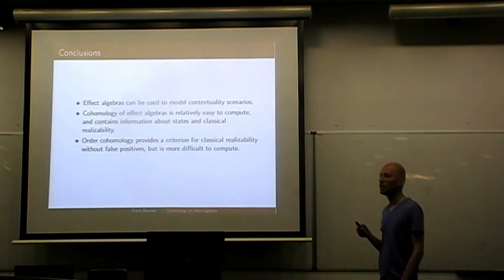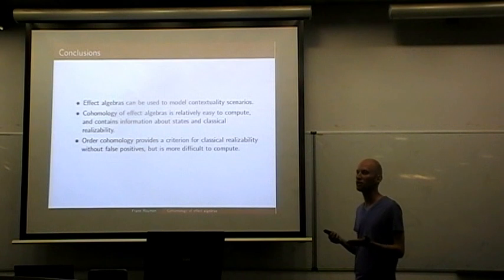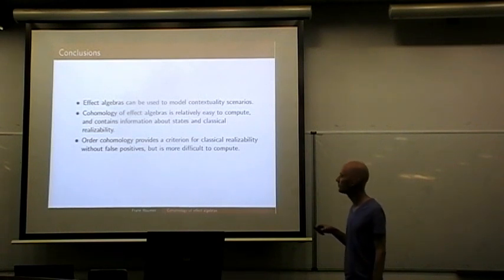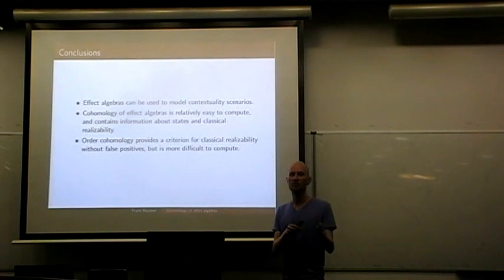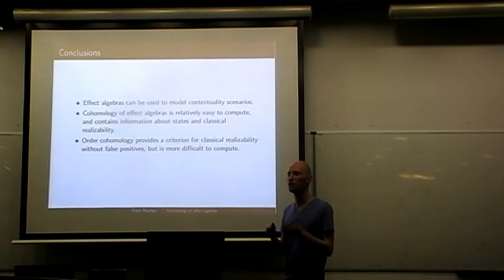So this is quite nice, and so let's look at some conclusions. Effect algebras can be used to model contextuality scenarios and to model classical realizability. And then we have two kinds of cohomology, namely cyclic cohomology and order cohomology. Cyclic cohomology has the advantage that it's relatively easy to compute, but we get those false positives. And order cohomology is more difficult to compute, but we do not get any false positives.